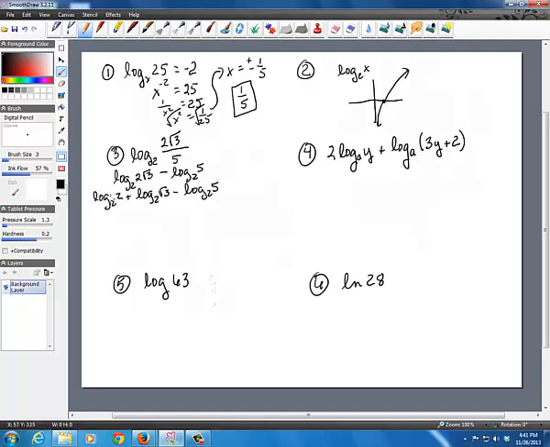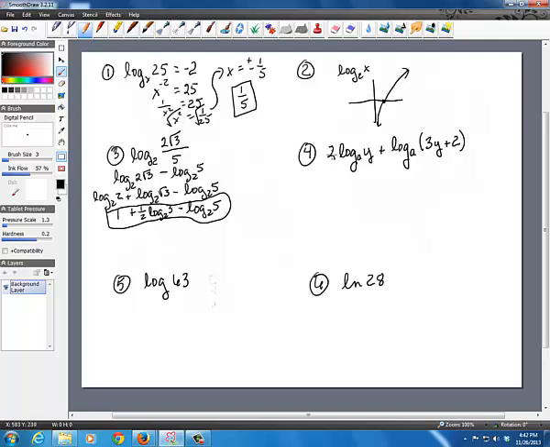Well, what is the exponent of 2 that gives me 2? The log base 2 of 2 is 1. And the square root of 3 is 3 to the 1/2. So that 1/2, that's an exponent, can be moved to the front. 1/2 log base 2 of 3 minus log base 2 of 5. And that would be as far as I can expand it out.